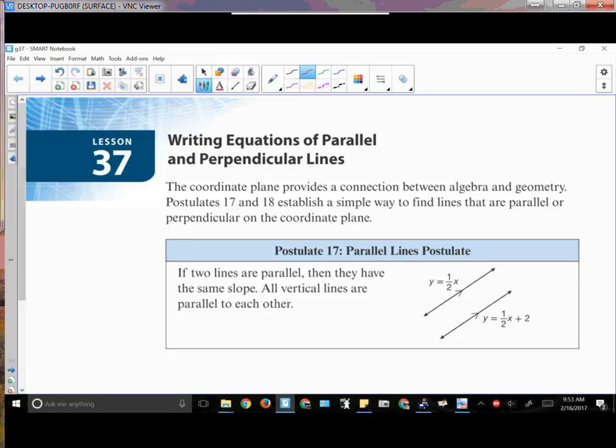What we're going to take a look at here are parallel and perpendicular lines. Now, we know what parallel lines look like. They have the same slope. They're moving the same direction. No big deal.